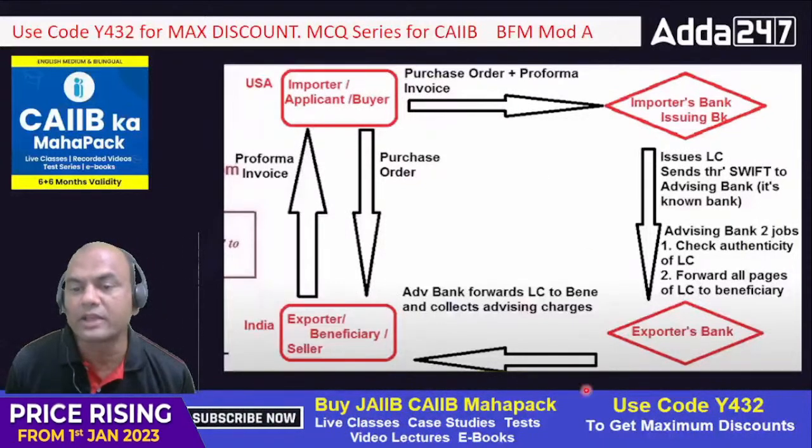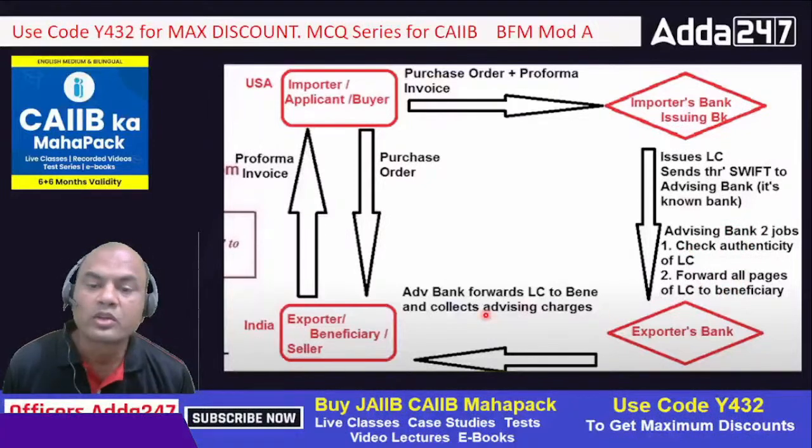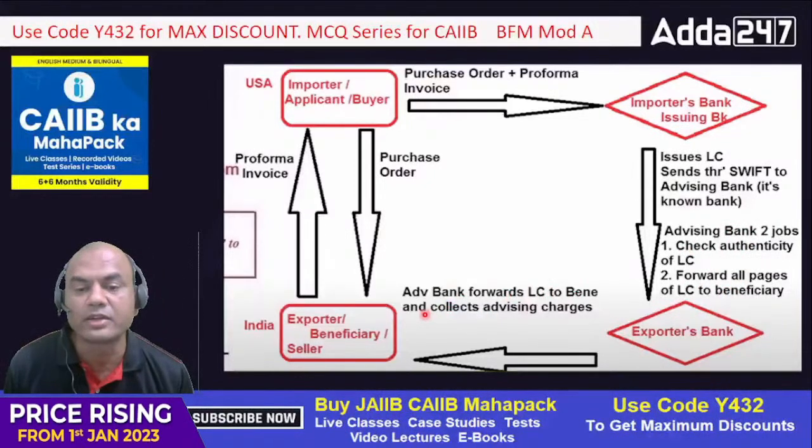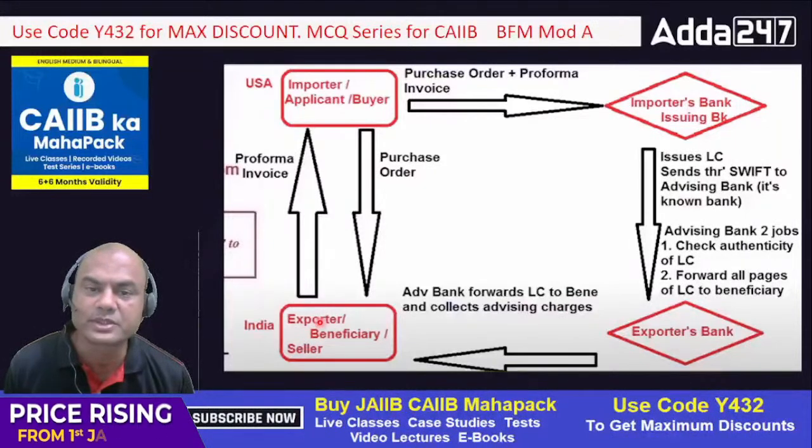In that page, if there is some important condition of this issuing bank, then this seller will be at a loss. So that's why the main job of this advising bank is to check the authenticity, and second, forward all the pages. Advising bank forwards the LC to the beneficiary and collects the advising charges. Who is the beneficiary? It's always the seller. Seller has three names: seller, exporter, and beneficiary. Buyer also has three names: importer, applicant and buyer.